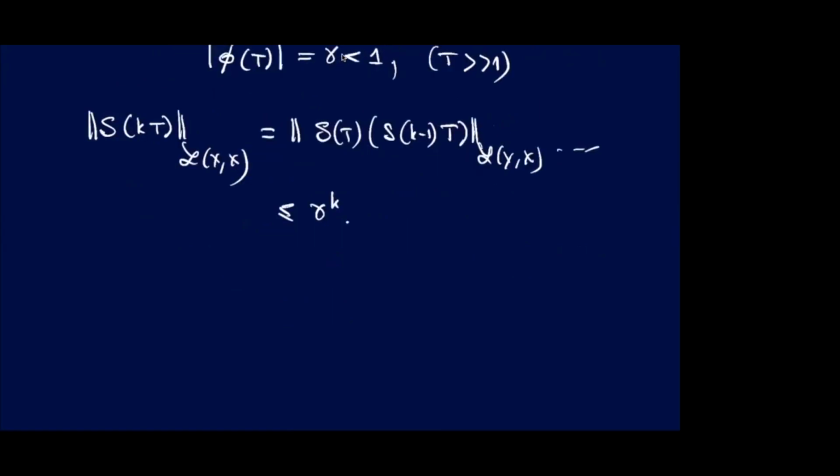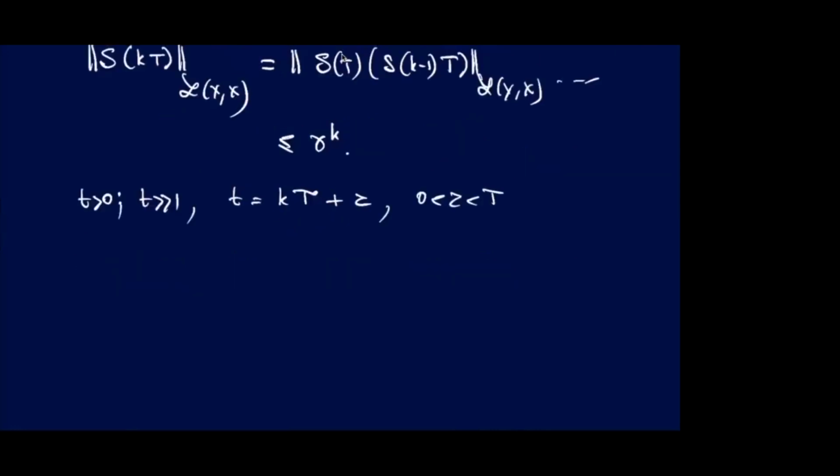Give me any t large, right? Then this t, you will be able to write it down as k times capital T plus some factor tau, which is in between 0 and capital T, right? So this is just the decomposition of t as integer multiples of capital T plus some fractional residual, right?